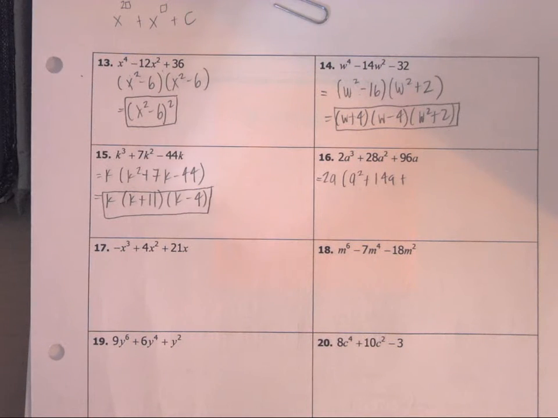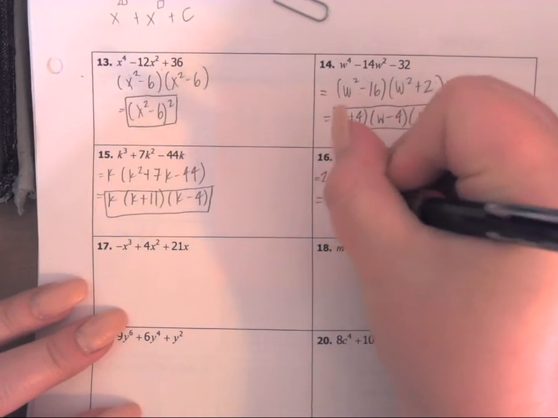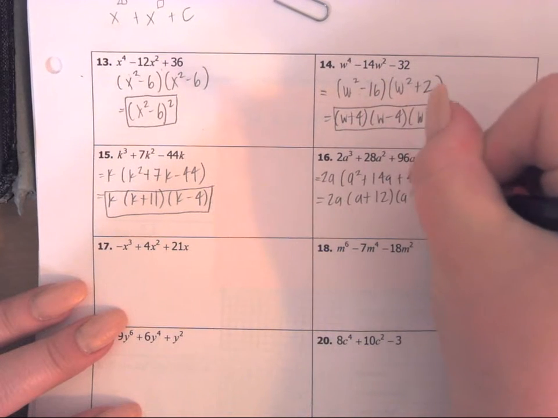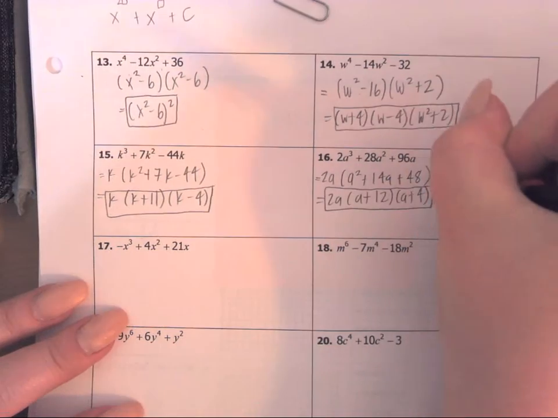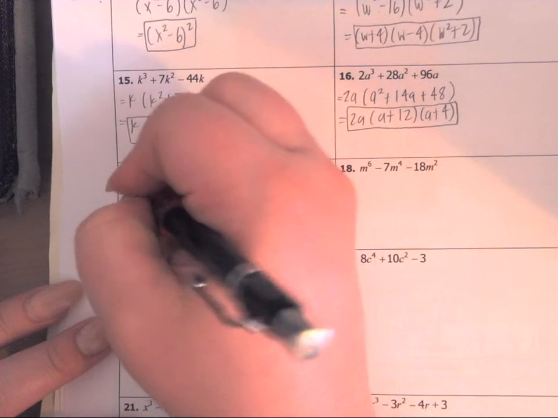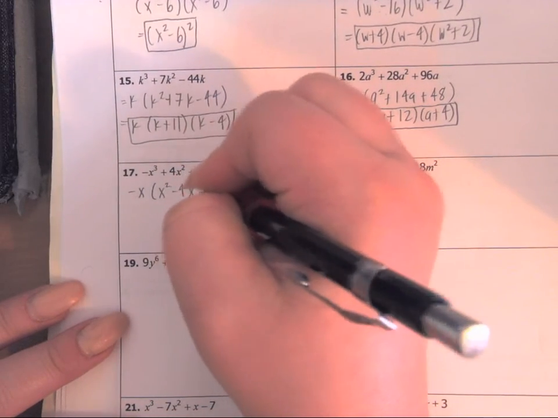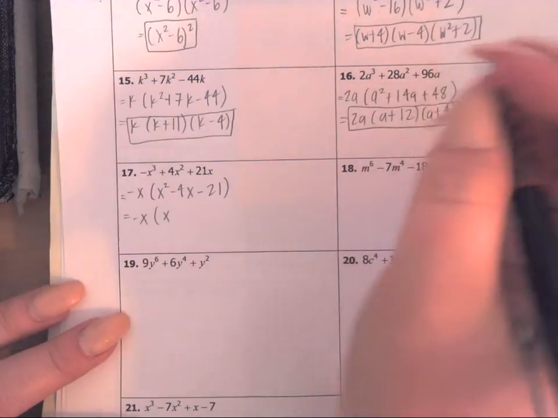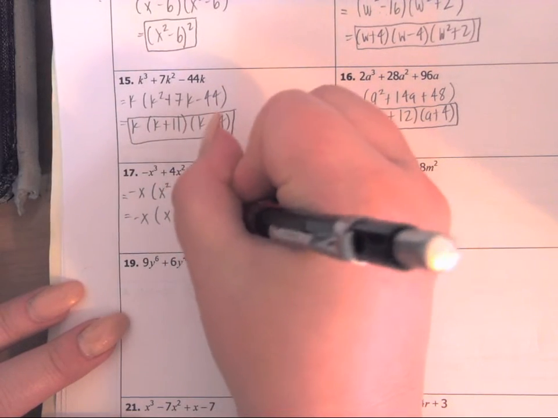Okay. 48, and then that's a plus 12, a plus 4. Okay, here you can take out a negative x from the beginning, and then you get x squared minus 4x minus 21. Then that's just factors normally to x minus 7, x plus 3.